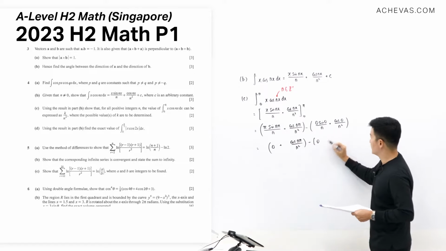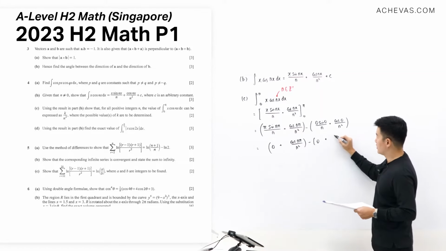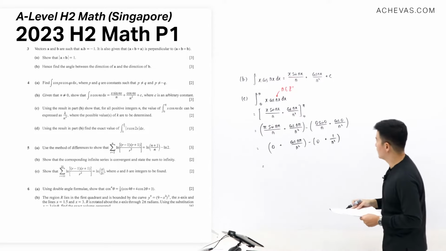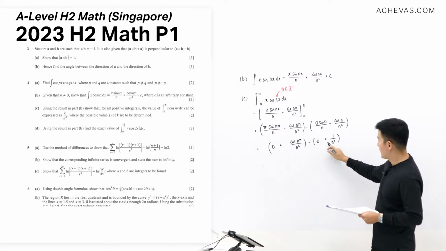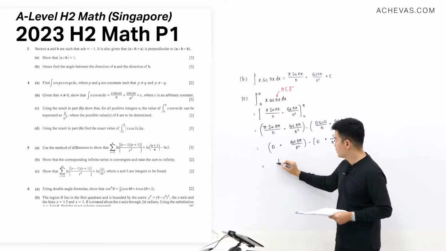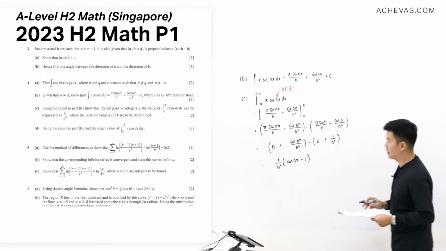This is definitely going to be 0. And for cosine 0, this is going to be 1. So we have a 1 over n squared. So what we have now will be cosine n pi over n squared minus 1 over n squared. So I'm going to factorize out 1 over n squared, which will then give me a cosine n pi minus 1 within the bracket here.